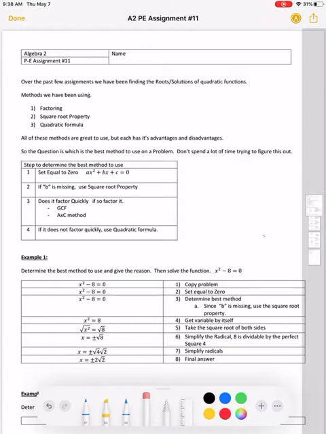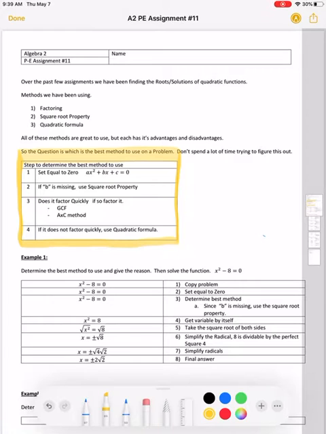We are looking at this week's Algebra 2 assignment, and what is the best way to solve a quadratic? We've done a lot of things. We've done factoring, we've used the square root property, and then over this break we've done a lot with the quadratic formula. Today, Mr. Church has outlined how you decide what's the best one to do.